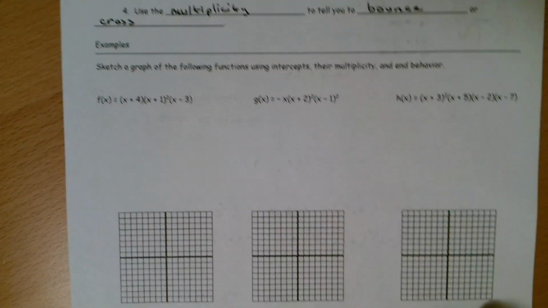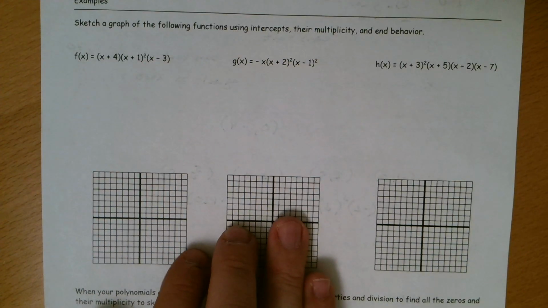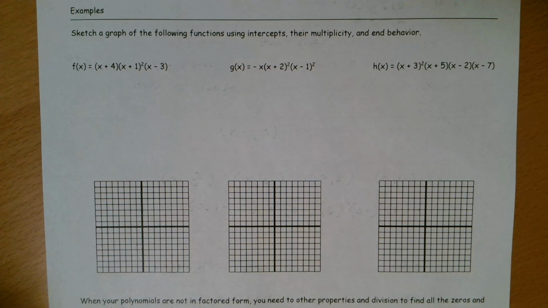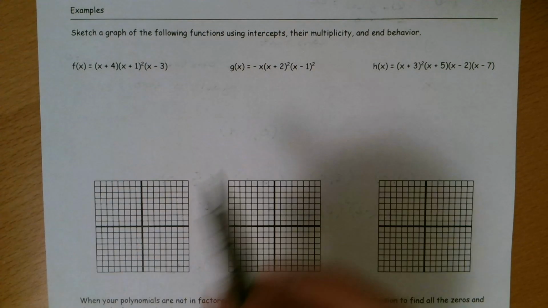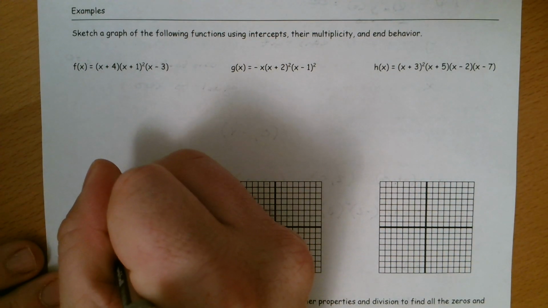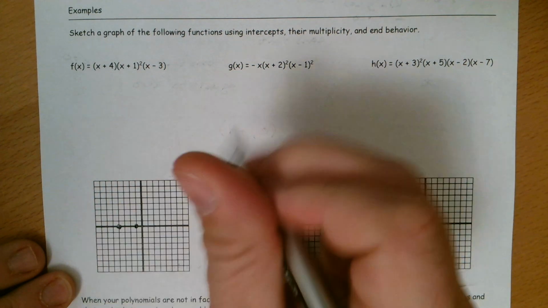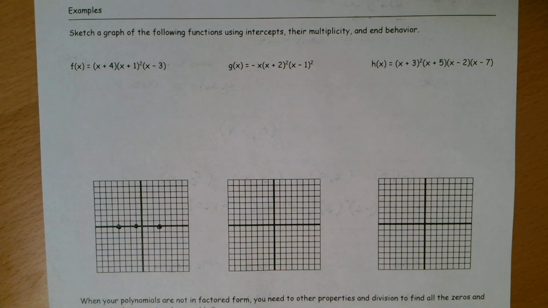Okay, so let's do one quick example. I'm going to do the first one, then I'm going to ask you to stop the video and do the next two. I can answer those questions in class. But first things first, let's find the x-intercepts. Zero product property: negative 4, negative 1, 3. That easy, no work required.